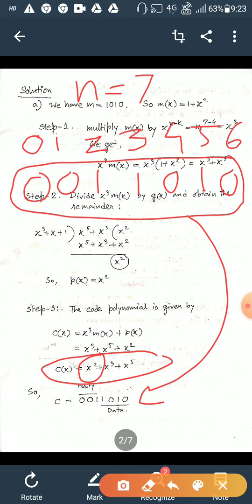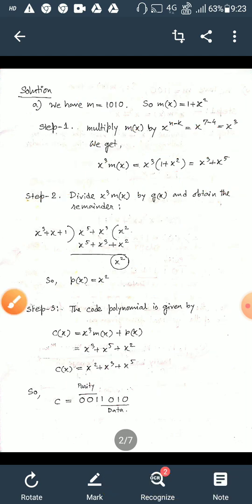This is 0011010, and from this you can so easily identify which portion is the data or message and which one is the redundancy or the parity bit. Due to this reason, the parity bit and the message bit can be easily differentiated. This is also defined as a systematic form of cyclic code.